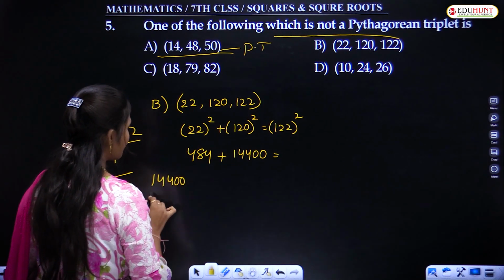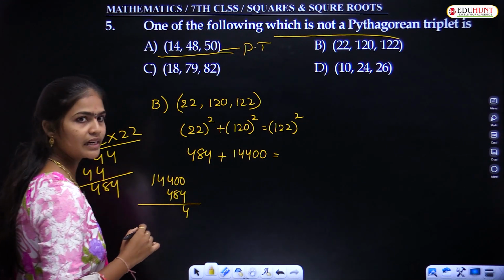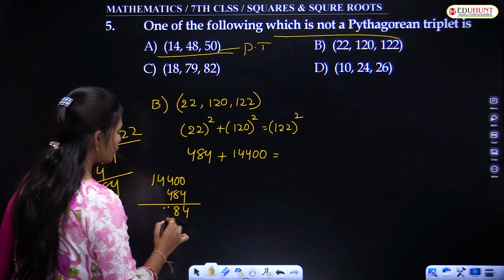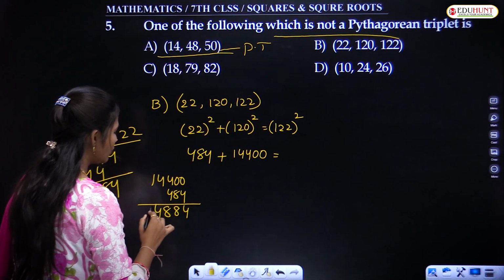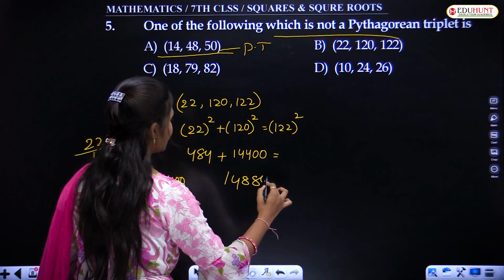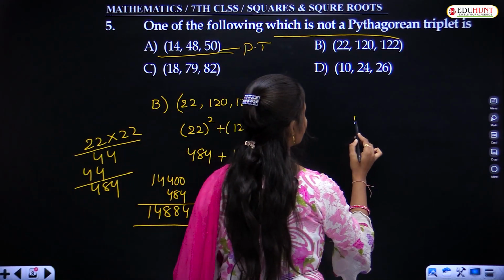14,400 plus 484. After addition you will get: 0 plus 4 is equal to 4, 0 plus 8 is equal to 8, 4 plus 4 is equal to 8, and here 4 and this is 1. So 14,884. Now we have to check what is the square of 122.